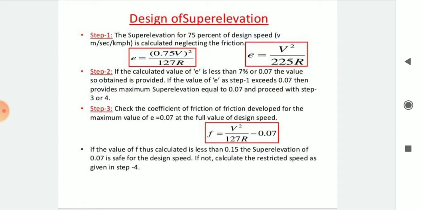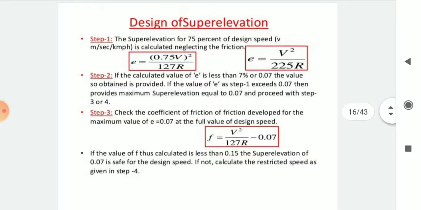There are steps. First step, the super elevation for 75% of design speed, velocity in meter per second or kilometer per hour, is calculated neglecting the friction: e is equal to 0.75 v squared divided by 127 r, or e is equal to v squared upon 225 r. So by taking these steps, we have f is equal to v squared upon 127 r minus 0.07. If the value of f thus calculated is less than 0.15, the super elevation of 0.07 is safe for the design speed.